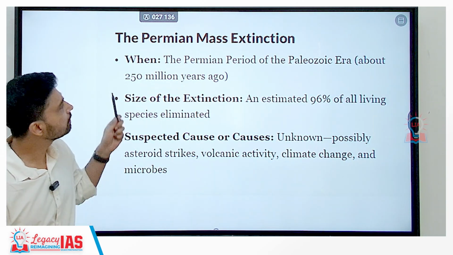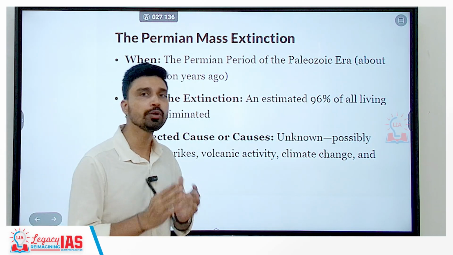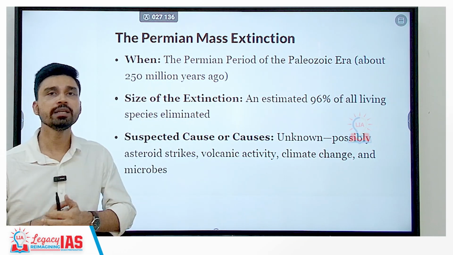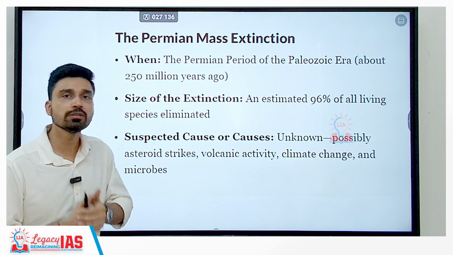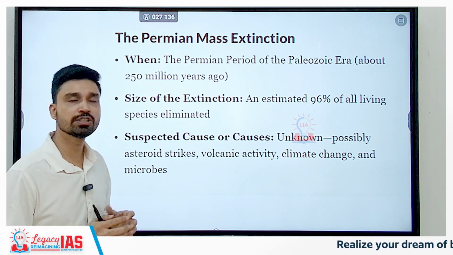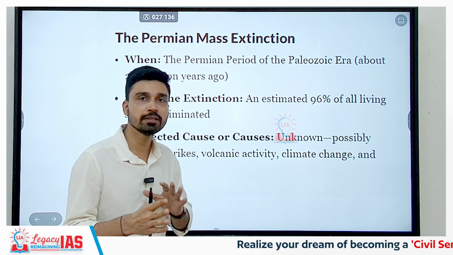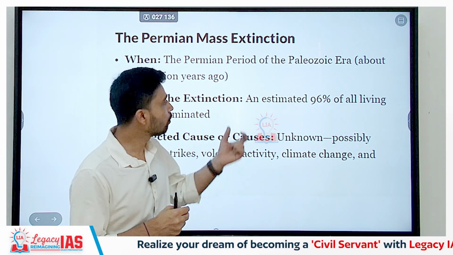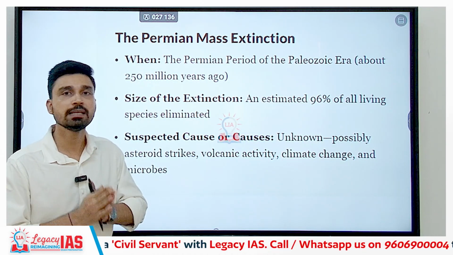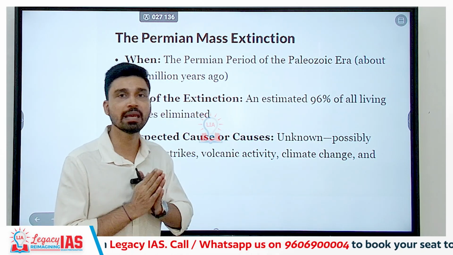Following this, in the Permian period of the Paleozoic era, somewhere around 250 million years ago, we witnessed the third mass extinction event. The scale of the extinction event was such that it was even more catastrophic than the first and second extinction events, because almost 96% of all living species simply disappeared, vanished, or became extinct.